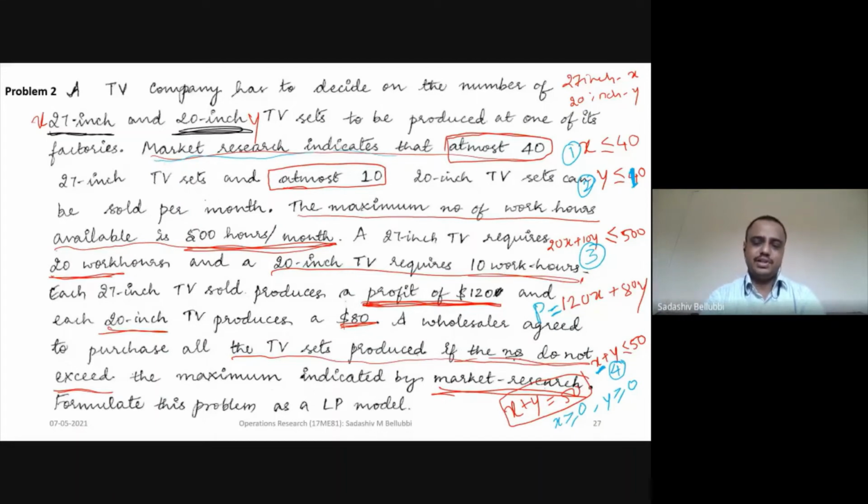Because while solving, in the next topic, we'll solve the same type of problem using the graphical method. Then you will get the answer, either X should be less than or equal to 40 only. So these are the constraints. Again, one constraint is that TV sets should not exceed the maximum indicated by the market. So how much is the maximum indicated? 40 plus 10. That's why it should not exceed 50. That is one constraint.